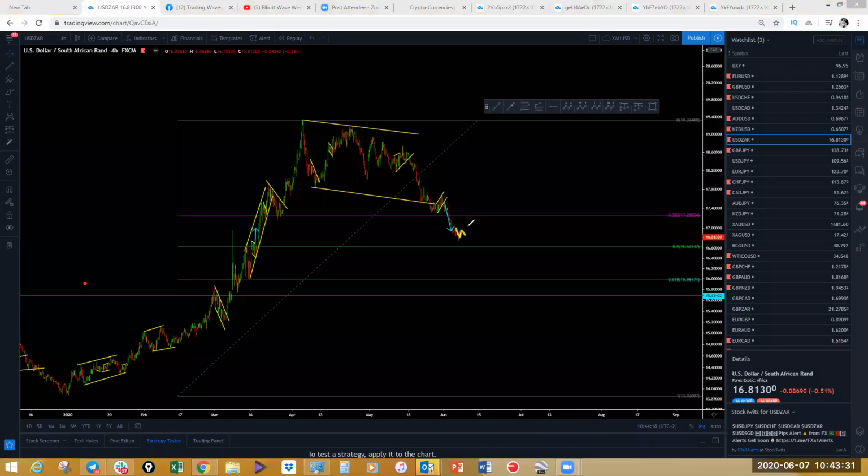It looks like we're still going to have continuation to the downside. We're going to have a pullback and a move to the downside, but that may just be one more down before we get a pullback. Okay, so that is US dollar ZAR. No trade there on US dollar ZAR.